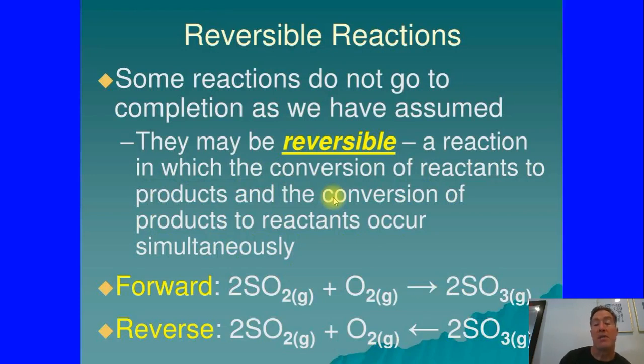And so we represent reversible reactions with these arrows in both directions. So most reactions, or at least many, don't go to completion as we've been assuming. They can be reversible, in which the conversion of reactants to products, which is the normal direction, and the conversion of products back to reactants occur simultaneously. So here is this reaction in the forward direction, where SO2 and O2 are making SO3. But also, as this product increases, at some point, that product will begin to decompose back into the reactants. And so we can distinguish the forward reaction from the reverse reaction.